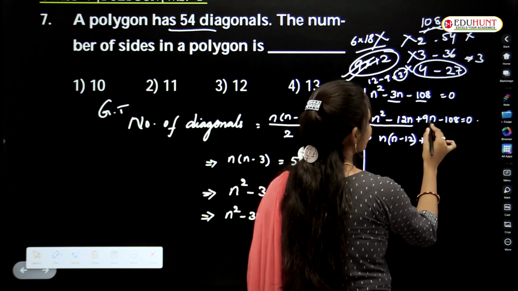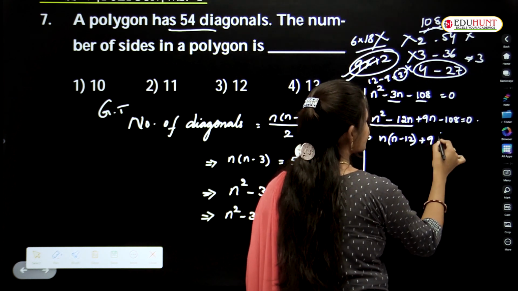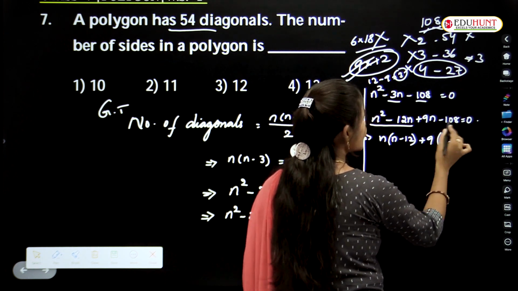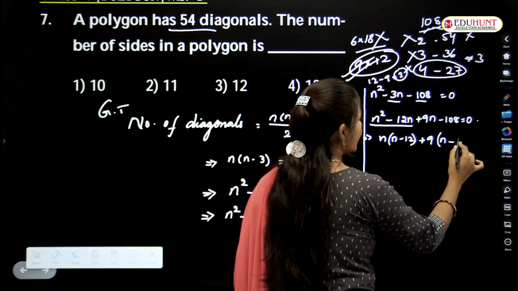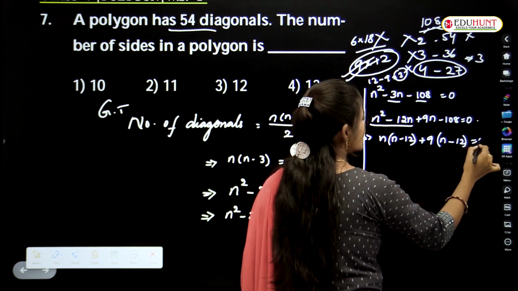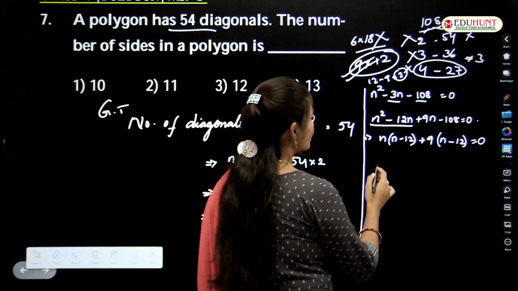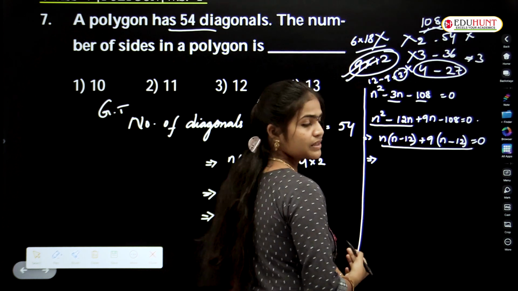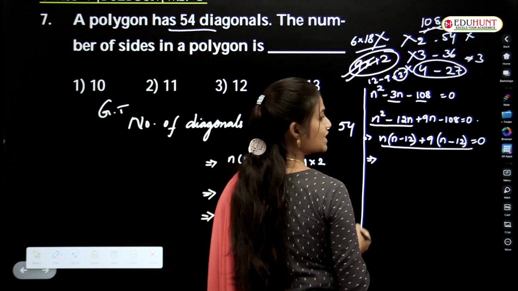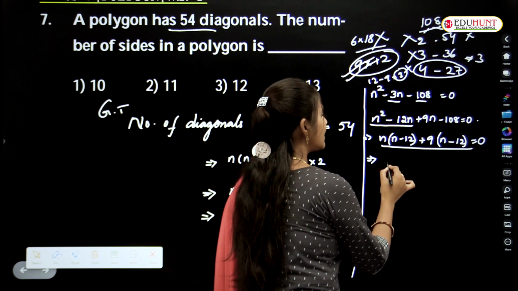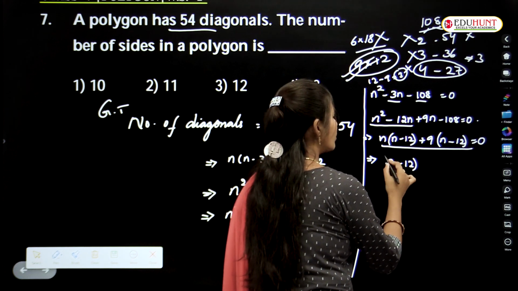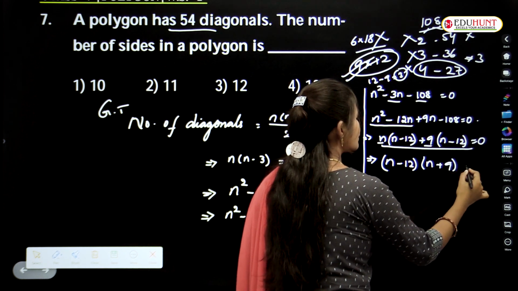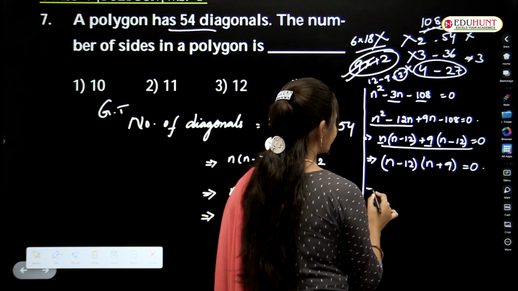Plus from these two terms, take that 9 as common. And here (n - 9) into how much is equal to 108? 9 12s. So which is also equal to 0. So after that, from this total equation, here again we have that (n - 12) as common, no? So take that (n - 12) as common, and here the leftover (n + 9). So which is equal to 0.